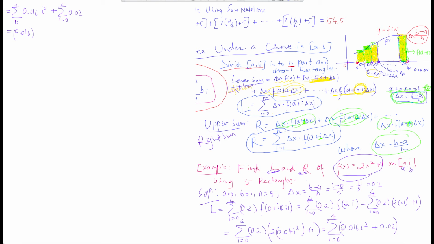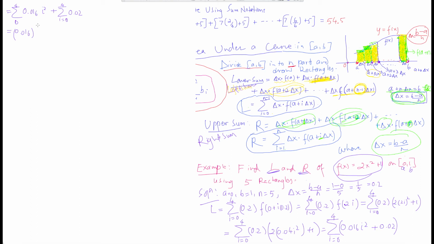Okay, so what do I do next is I just distribute this sum to the first term and then the second term. This is what you get, okay? The sum from i equals 0 through 4 of 0.016 i squared, plus the sum distributed to the second term, i equals 0 through 4 of 0.02. What I'm doing next is I want to pull this number to the front, right? And then keep i squared inside. So what do I get is this.